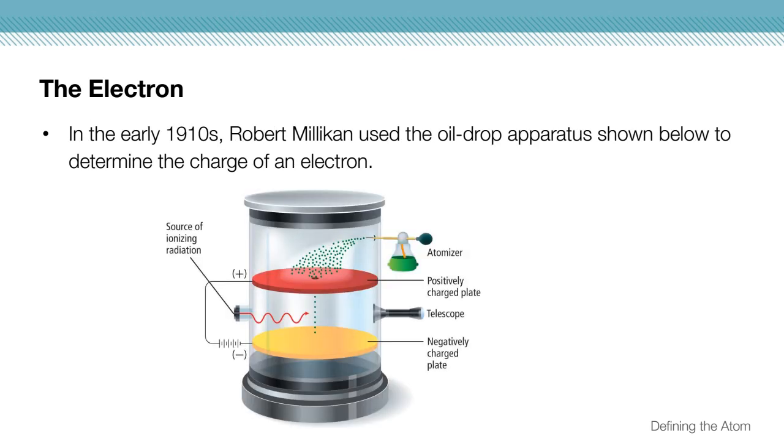Next experiment was done by Millikan, and this is called the Millikan oil drop experiment. Basically, what he did here was he was trying to figure out the actual charge of the electron. So he had positively and negatively charged plates, shot out some sort of radiation, and manipulated it a couple different times to see if it would move towards a positively charged plate or a negatively charged plate to determine its charge.